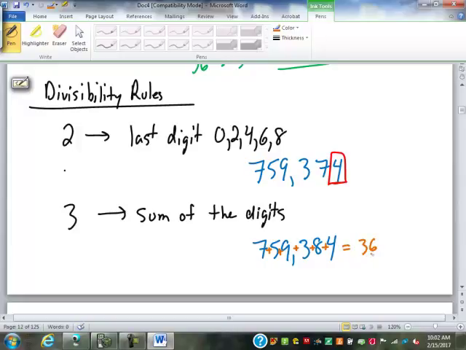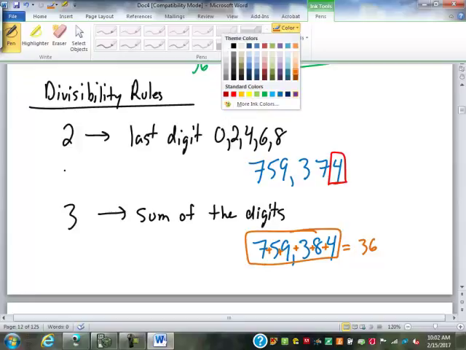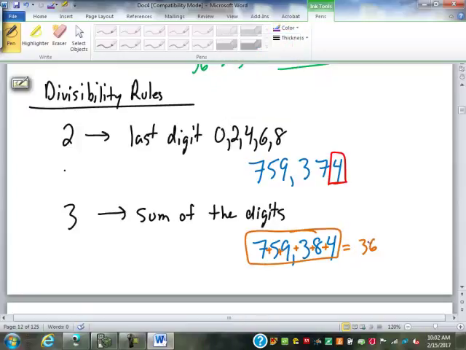Is 36 divisible by 3? Yes, it is. So that means the whole number is divisible by 3. And the neat thing about this is, if we're not sure if 36 is divisible by 3, well, what's 3 plus 6? 9. So 9 is divisible by 3, so that means 36 is divisible by 3. So therefore, 759,384 is divisible by 3.